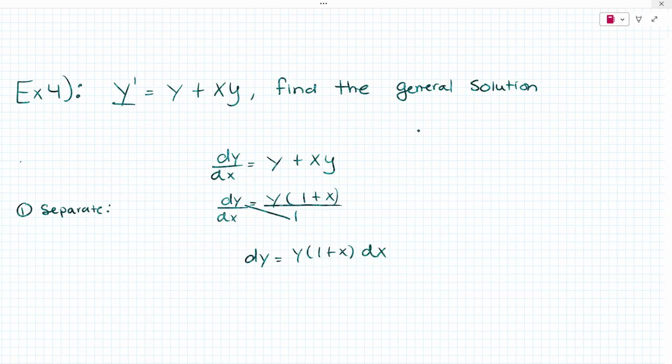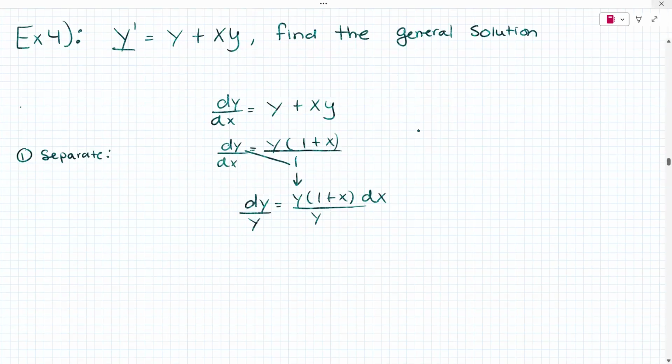Then what could I do next? I want to get all the variables, all the letters, on one side. So maybe get rid of this y, or move it to the other side. So I'm going to divide both sides by y. Okay, so on the left, now you're left with 1 over y dy. And then on the right, the y's cancel, so you're left with 1 plus x dx. Okay, once I did that, the next step is integrate.